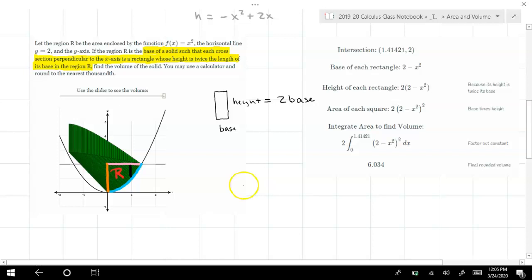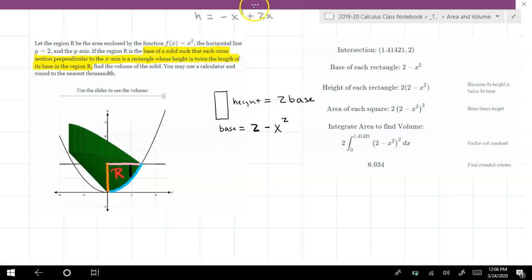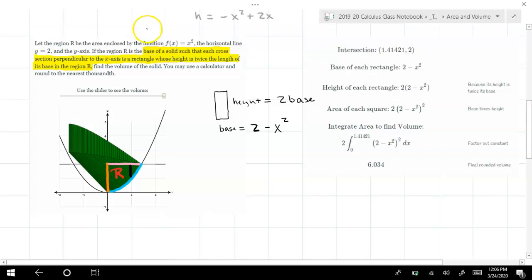So what we need to find is the base in terms of our functions f of x and y equals 2. The base is going to be equal to top function, which is 2, minus bottom function, which is f of x, and that function is x squared. So our base is 2 minus x squared. The height is 2 times the base. So the height is going to be 2 times that. Now we can integrate the area to find the volume.